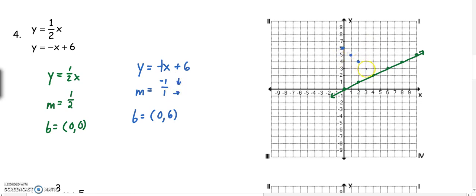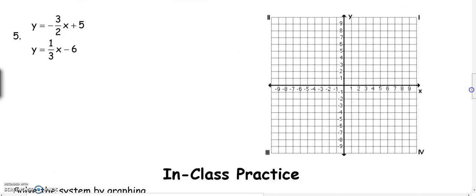I'm going to continue my dots until I see an intersection point. And once I have one, I can connect that line. And then the last thing I need to do is identify my solution. So in this case, my solution is the point where they're intersecting, 4, 2. Let's try one more graph together.